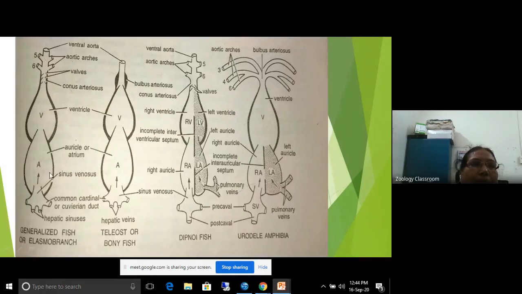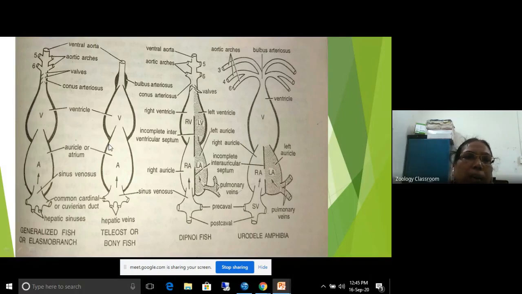So this is found in Scoliodon or dogfish, and this is the bony fish. The sinus venosus opens posteriorly into the auricle, and from auricle to ventricle there is a valve. The ventricle is also thick, and only a single pair of valves is present. There is a thick muscular bulbus arteriosus. When the ventricle contracts, it inflates like a balloon and is connected to the ventral aorta.